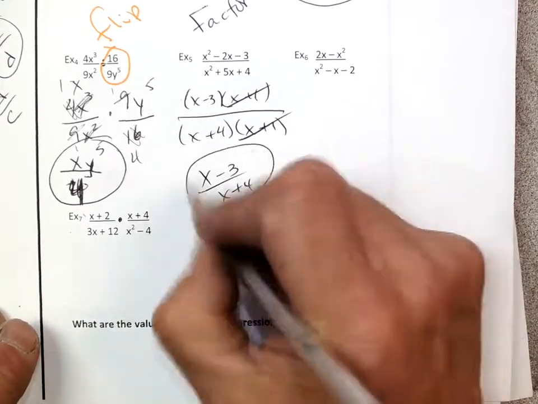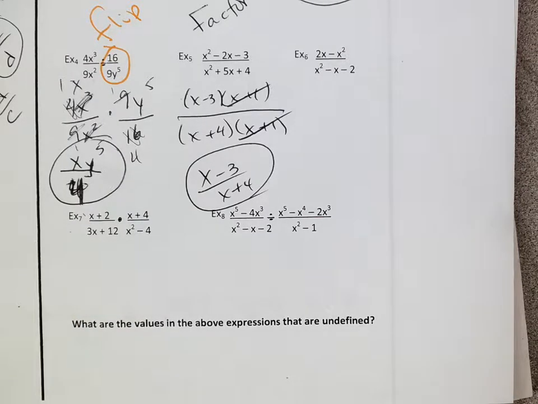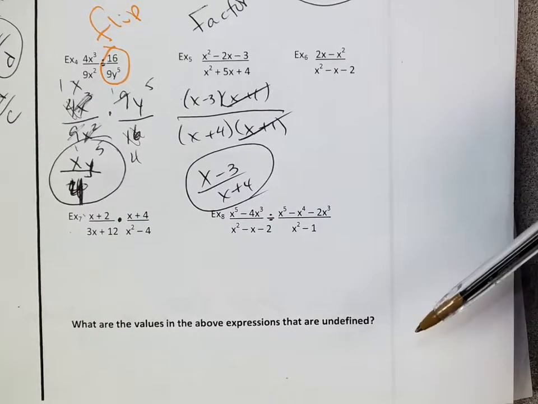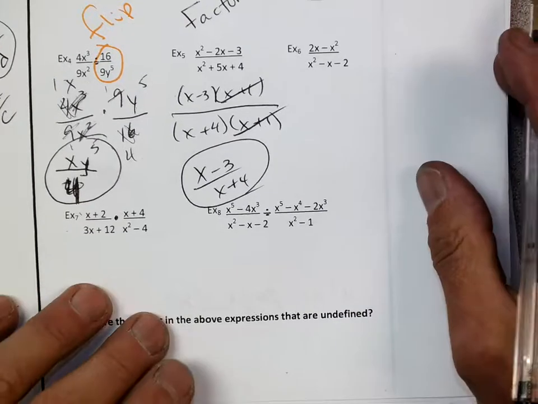That's your answer. Don't cancel the x's. That is your answer. Do not cancel your x's. Unless they're multiplied. If they're multiplied, you can cancel. Okay. How about example 6?